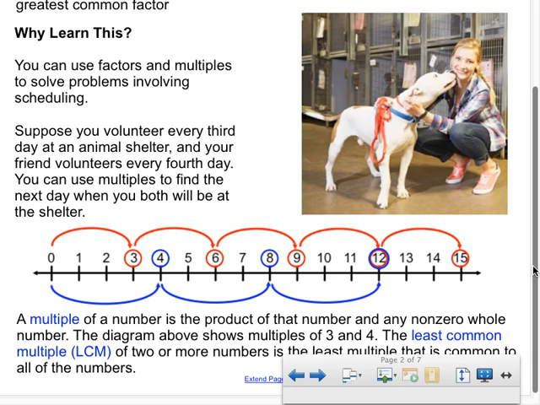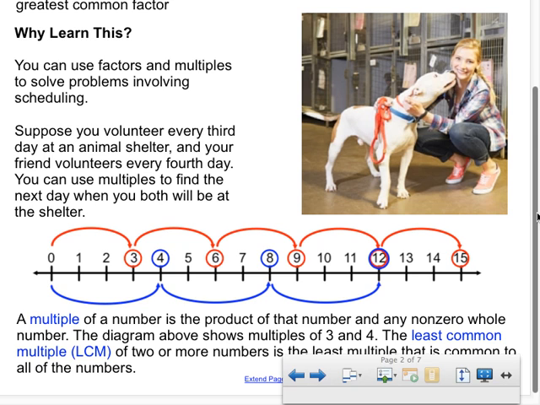So here, the first common multiple is 12. Do you understand? 12 is a multiple of 3, 12 is a multiple of 4, and it's also the first common multiple, or the least common multiple. Do you guys understand where LCM comes from? The smallest common multiple, the least common multiple. Are we good? Any questions at this point?